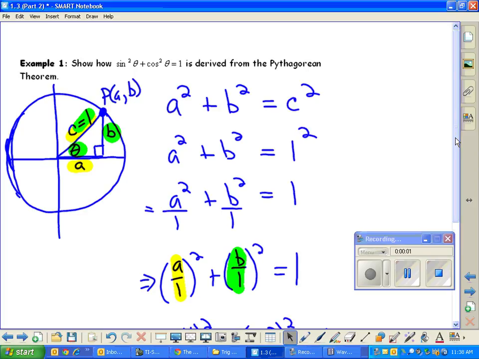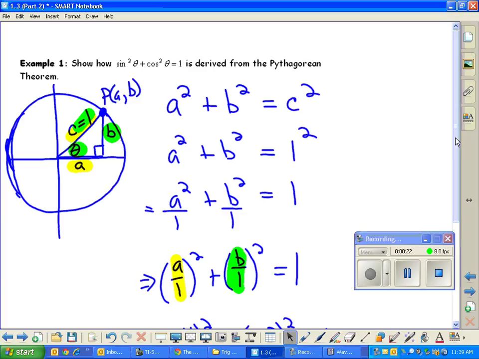Let's just review. They wanted us to show how sine squared theta plus cosine squared theta equals 1 comes from the Pythagorean theorem. So we started out with our right triangle, right? Because we have to have a right triangle in order to use the Pythagorean theorem. Put that right triangle in our unit circle. Obviously, we're working with trig here.